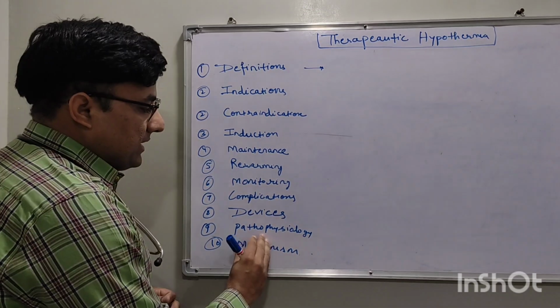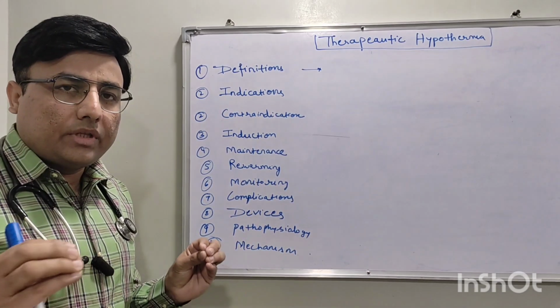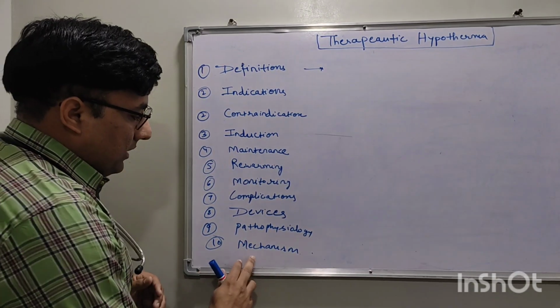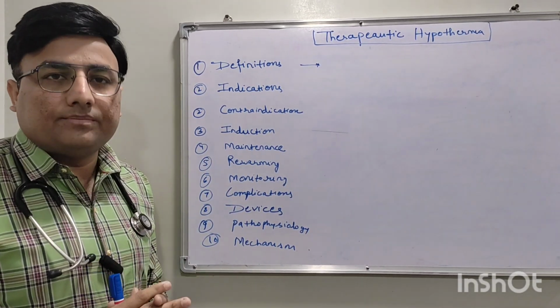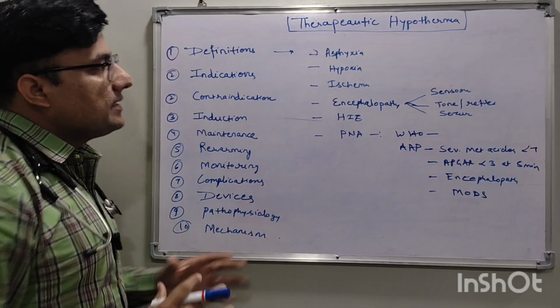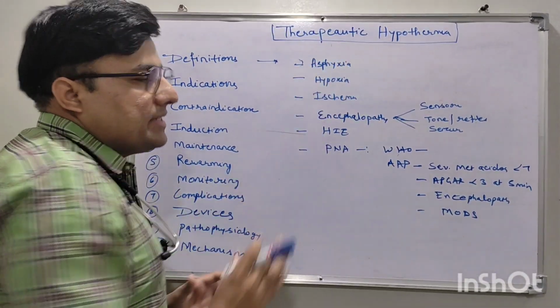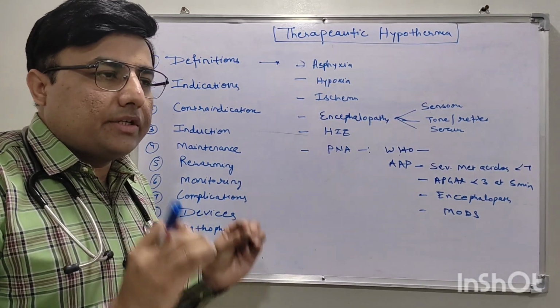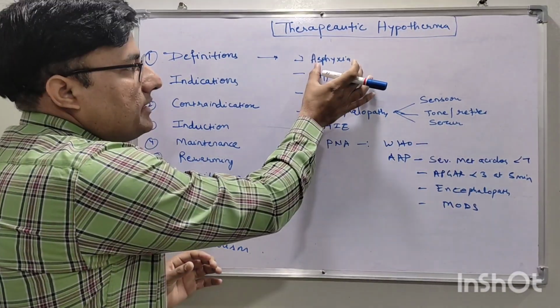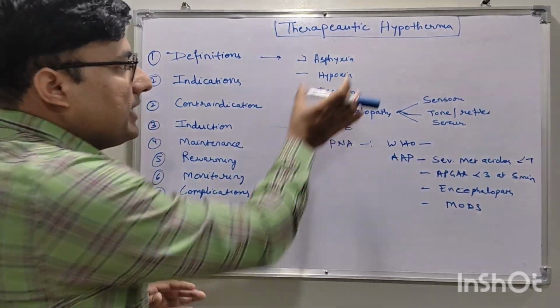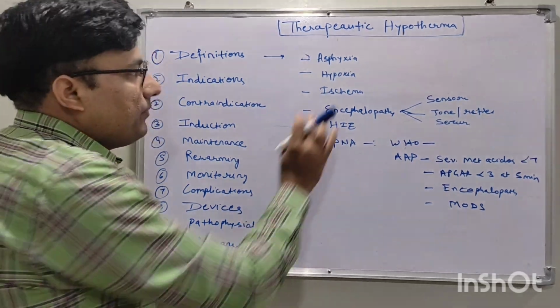Then in short, we'll discuss what is the pathophysiology of asphyxia and what is the mechanism of action of therapeutic hypothermia. So first coming to the definitions. So first, what is asphyxia? Asphyxia is reduced or decreased or absent gas exchange. Means gas exchange is absent.